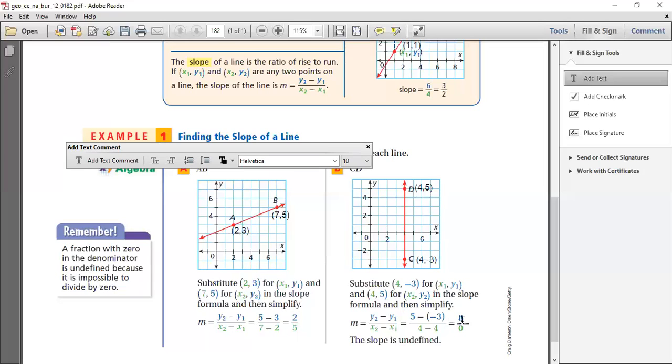So 5 plus 3 is 8 divided by 0. How can you divide 8 by 0? You can't. There is no answer for 8 divided by 0. So that's why they say the slope is undefined.